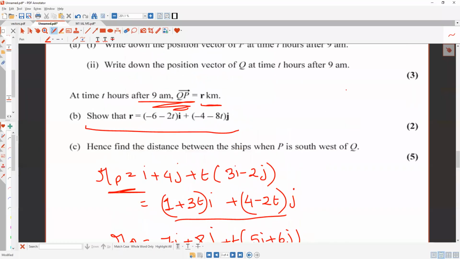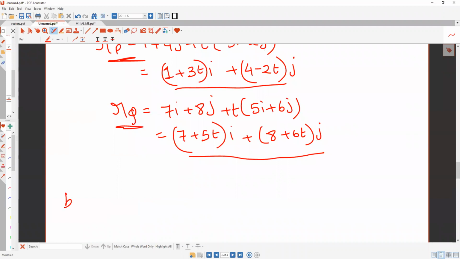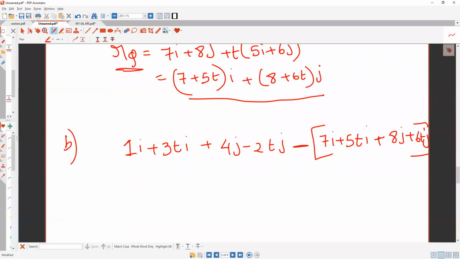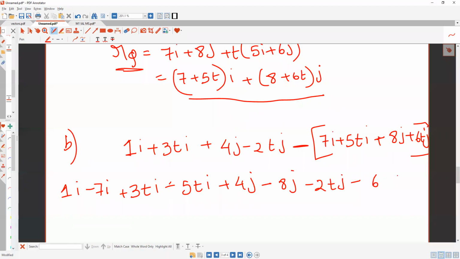Okay, so you guys are supposed to get part B. Your part B is P minus Q. What is your P? 1i plus 3t i plus 4j minus 2t j, minus the whole thing 7i plus 5t i plus 8j plus 6t j. Now open them. 1i, then minus 7i, then plus 3t i minus 5t i, then plus 4j minus 8j minus 2t j minus 6t j.